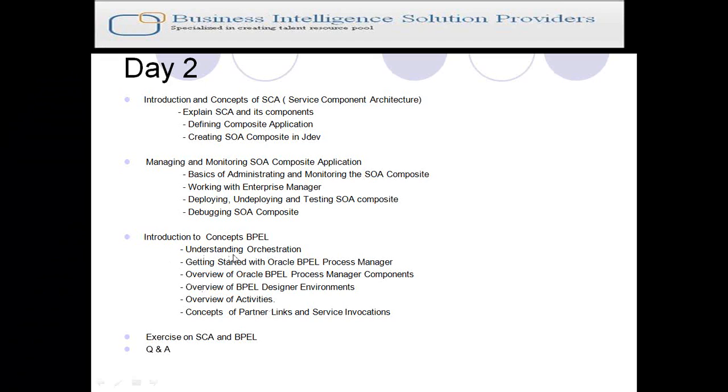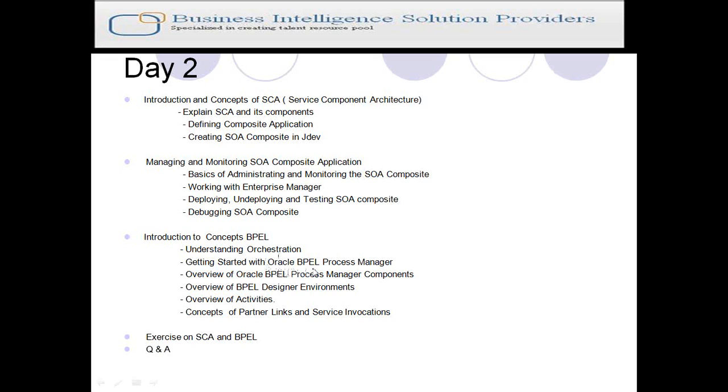Then on day two, we will also introduce you to the concept of BPEL, which stands for Business Process Execution Language. Here we will be showing you what orchestration in actuality means, and why BPEL is called the orchestration engine. I will be proving this point that BPEL is the orchestration engine, so that it is clear why the particular terminologies are used.